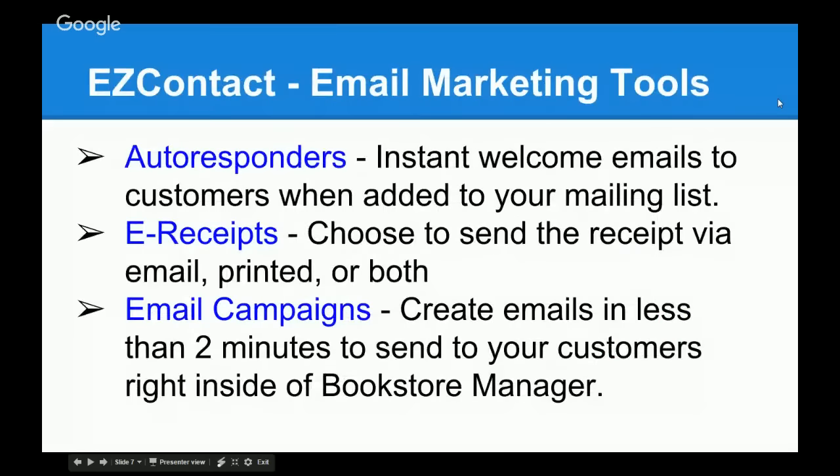Next thing we're going to talk about is the Easy Contact email marketing. Our Easy Contact program basically has three different features: autoresponders, e-receipts, and email campaigns. With the autoresponders, if I come into your store the very first time and give you my email address, and you have the Easy Contact program, it's going to send an email out within seconds of me leaving the store that says, hey, welcome to our store. Here's a $5 coupon, good on your next visit. The whole idea behind that is to create a relationship with that customer and get them right back in your store so that they get used to shopping with you.